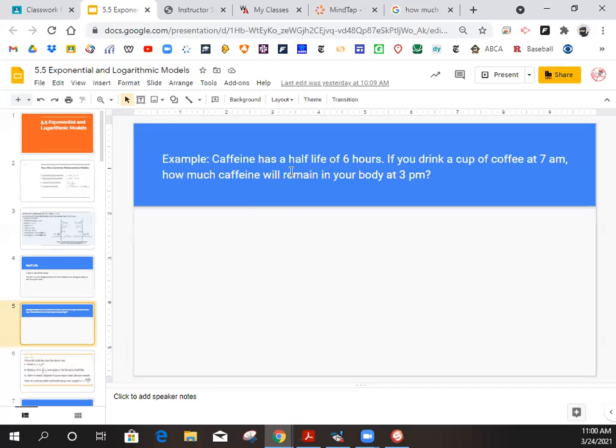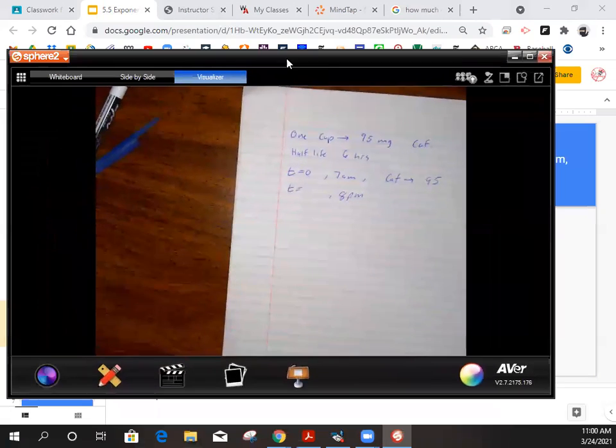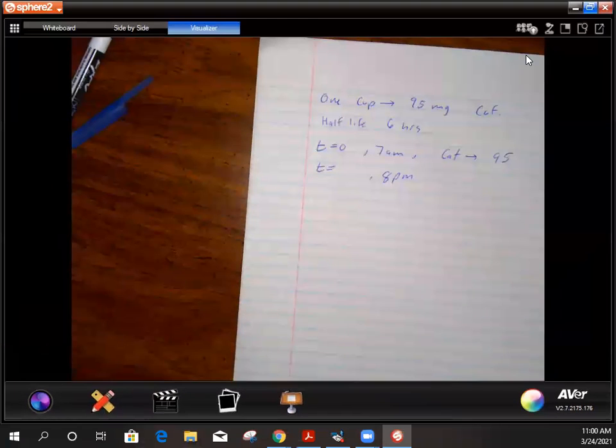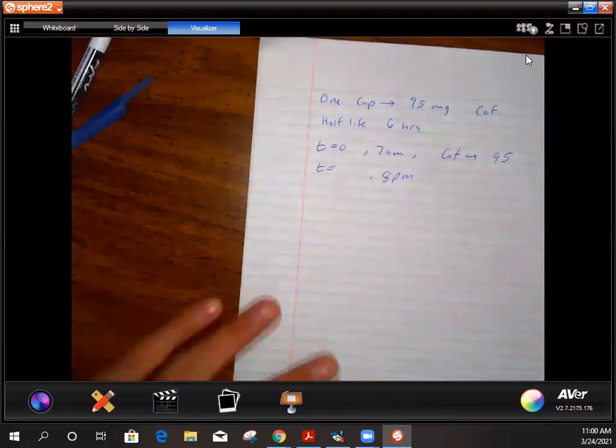All right, so if T equals 0, so now I'll project my camera so you can see what I'm writing. I wrote down 8 p.m. I don't know why I did that. I meant to write 3 p.m.